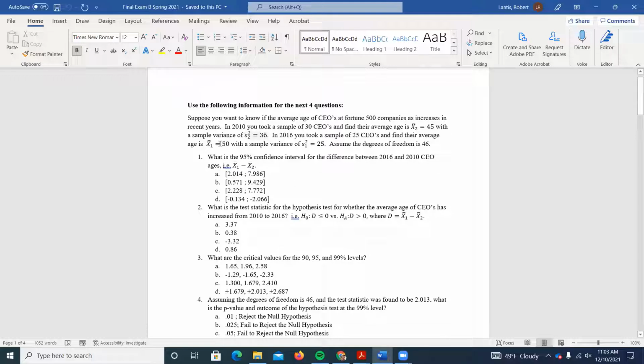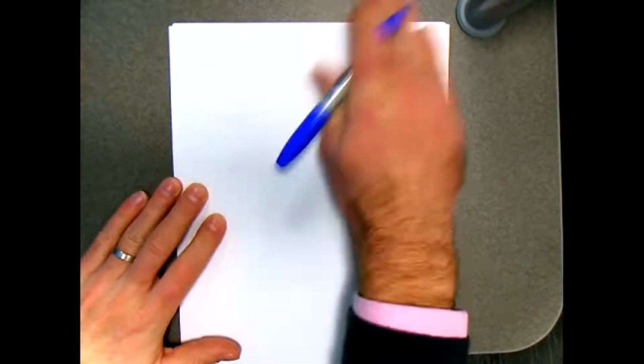So we'll go back and look at this example where suppose we want to know, we've got 2 different time periods, 2010 and 2016. We've got 30 CEOs and 25 CEOs from those 2 time periods, and we find sample means for the average age of CEOs in those time periods of 45 and 50. We also have these associated sample variances, right? So we've only got sample variances. To keep track of things, I think a good thing to do would be to run through this before we even tackle this question. This will help more generally as we get closer to the final.